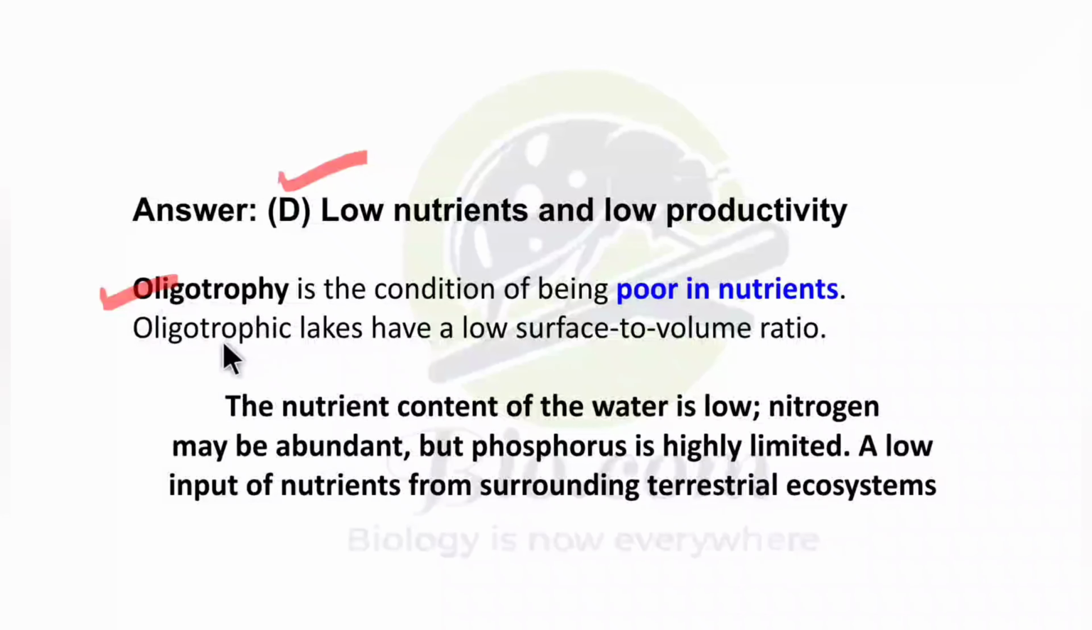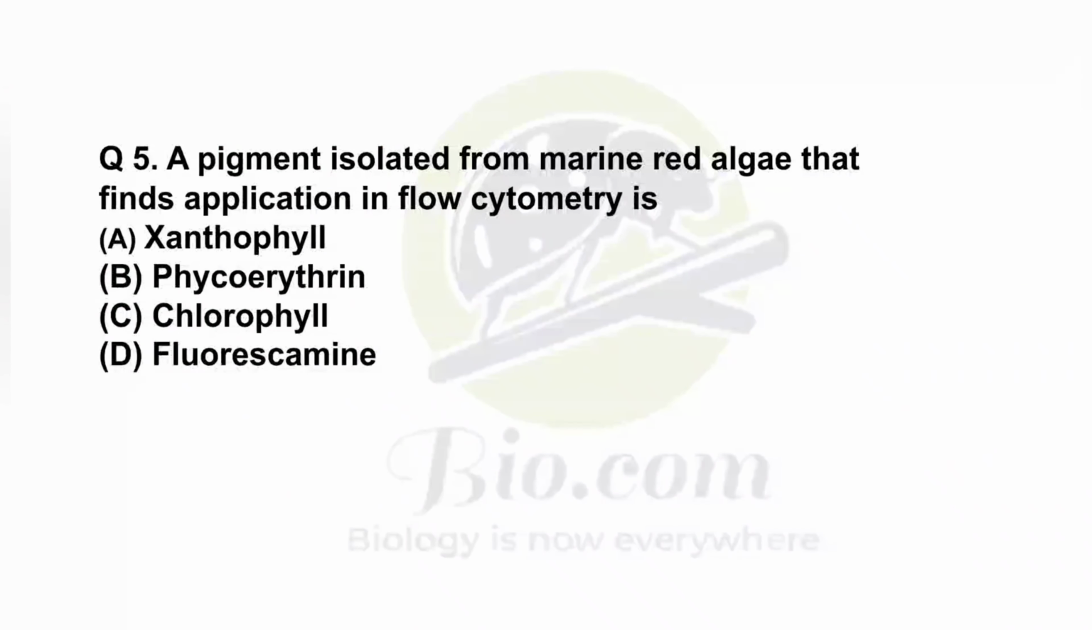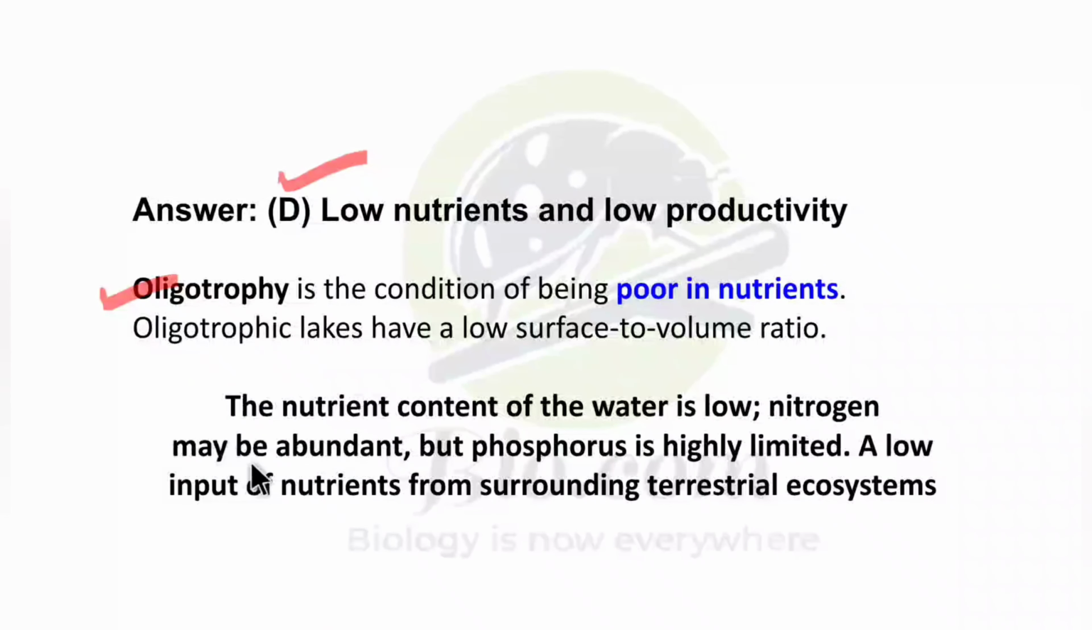Oligotrophy is the condition of being poor in nutrients, and this arises due to the less nutrient supply from the surrounding into the water system. So the nutrient is deprived in the water, and therefore the productivity is also low. Oligotrophy refers to the water in which the nutrient condition is very low, in which the nitrogen may be abundant but the phosphorus level is extremely low.